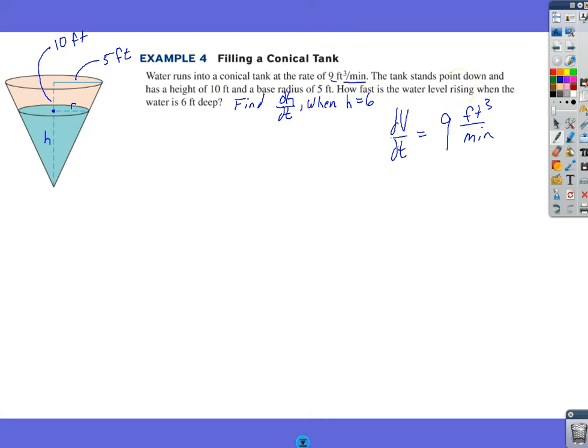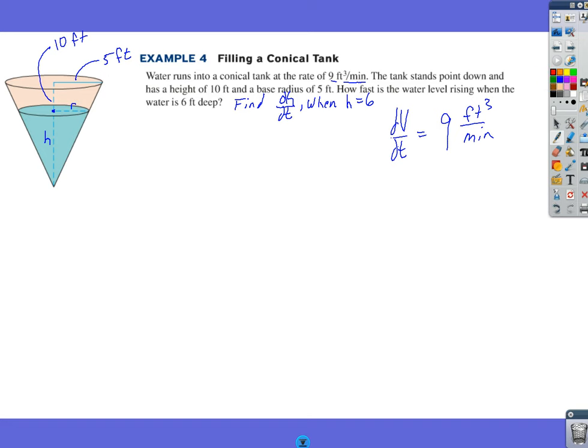Well, I come back over here, my water level is just this part right here. It wants to know how fast this is rising. I do not know this, and this is changing. Since it's changing, I give it a variable h. And this radius is not fixed either, because as it goes up, the radius gets bigger, and as it's going down, the radius gets smaller. So again, since it's not fixed, it gets an r, or a variable, with it as well.